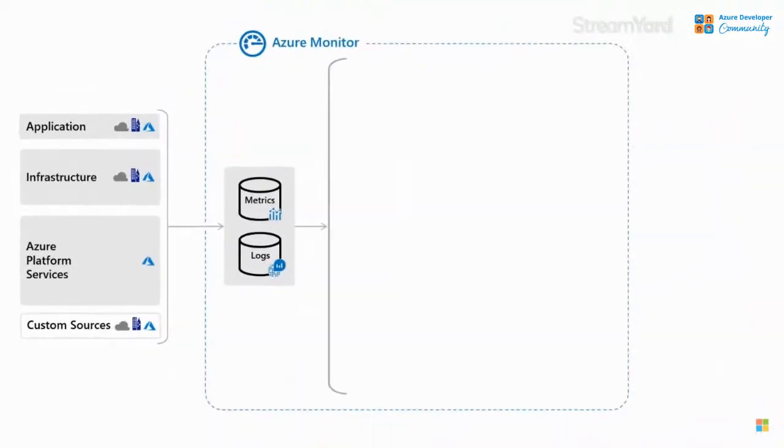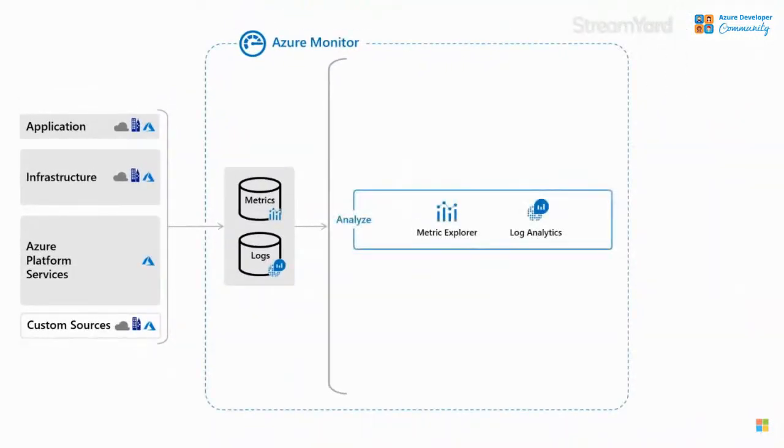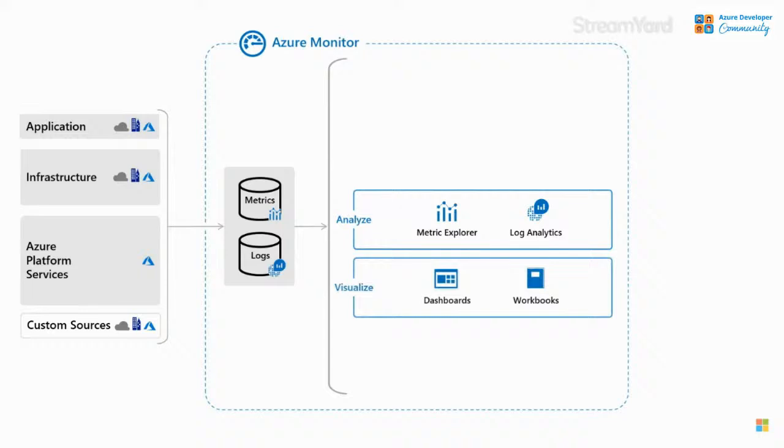You can interactively work with metric data using Metrics Explorer in the Azure portal. Analyze metrics from a single resource or combine multiple metrics across different resources. Log Analytics is a tool that lets you write queries to analyze all of your log data and interactively work with the results. Add metric graphs and output from your log queries to Azure dashboards to visualize them with other data. Or go to the next level with workbooks, which combine text, log queries, metrics, and parameters into interactive reports.